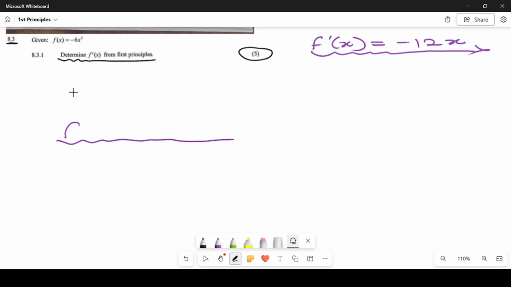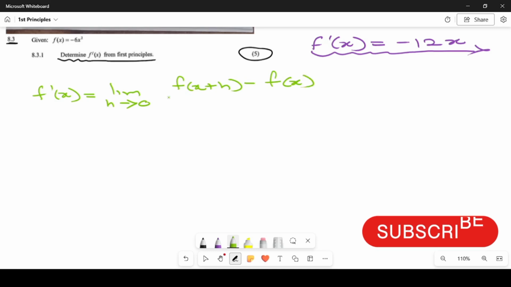Okay, so let me show you now how we do it. We know the formula to get the derivative using first principles: f prime x is equal to the limit as h approaches 0 of f of x plus h, minus f of x, all divided by h.